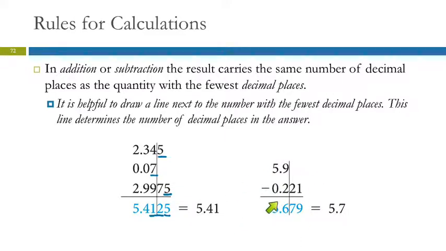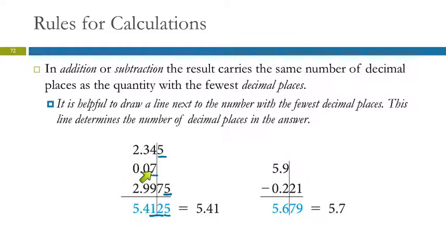Here's another example with subtracting. So this line here, what are we doing with that? Well, we're stacking up these numbers, lining up the decimal point like they taught you in elementary school, and making sure that all of our digits are lined up in columns. And then we're going to see which number stops first. Well, this one stops first. I'm going to draw a vertical line, and that's going to tell me where my answer should end.